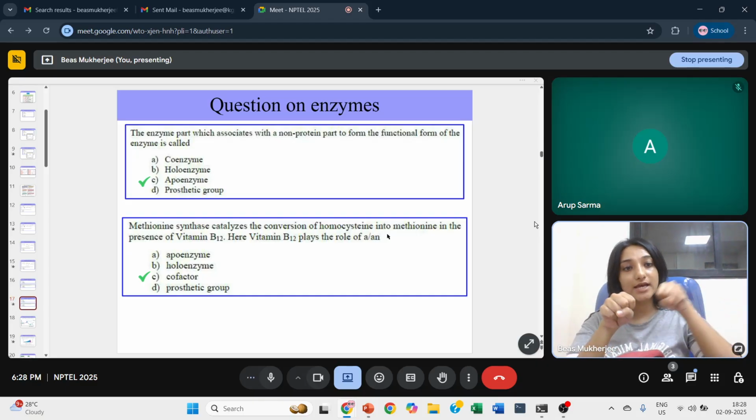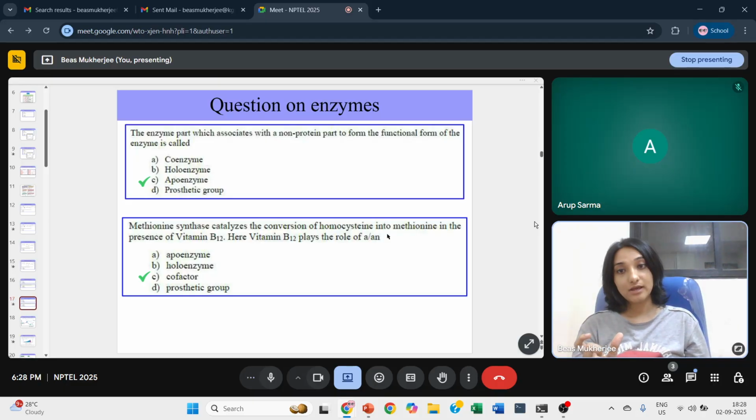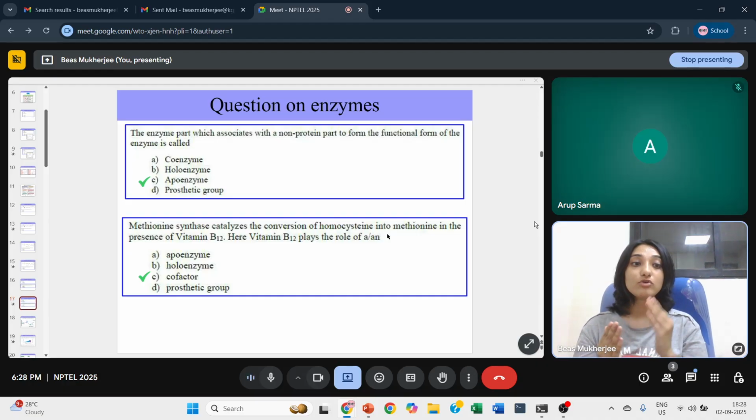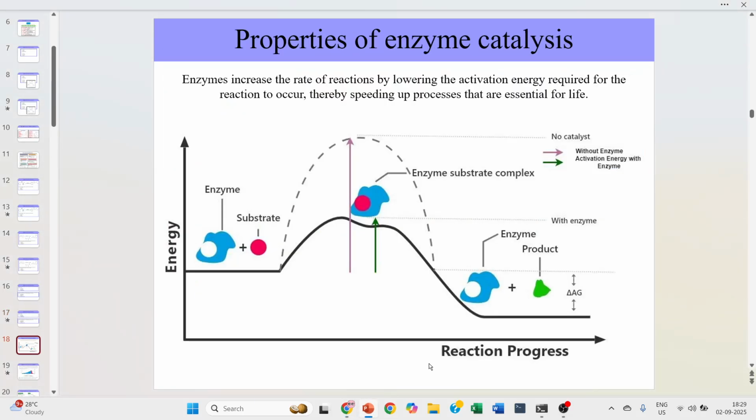So apoenzyme plus the cofactor or coenzyme gives you holoenzyme. But in the second case, it is mentioned that this is vitamin B12. So normally, if it's a vitamin, then it should be a prosthetic group or coenzyme. But then you can read about this. You can find out in this case whether this vitamin B12 is playing the role of a cofactor or coenzyme. Because the answer given to us was cofactor, you can just double check if this is a cofactor or coenzyme.